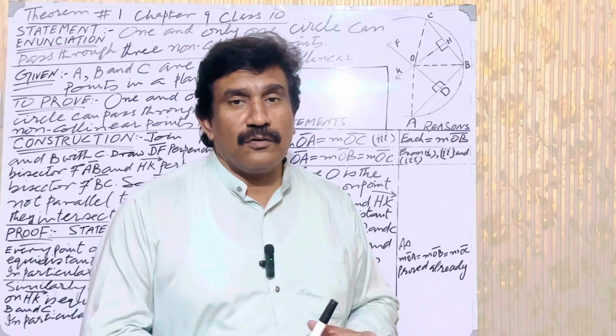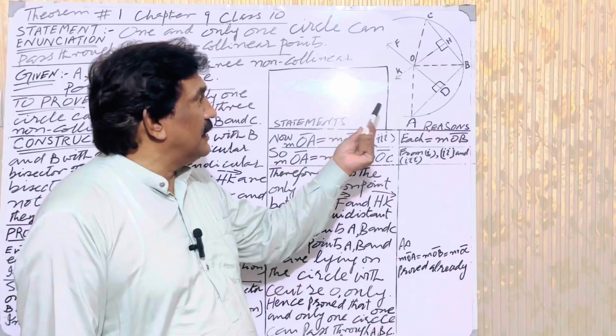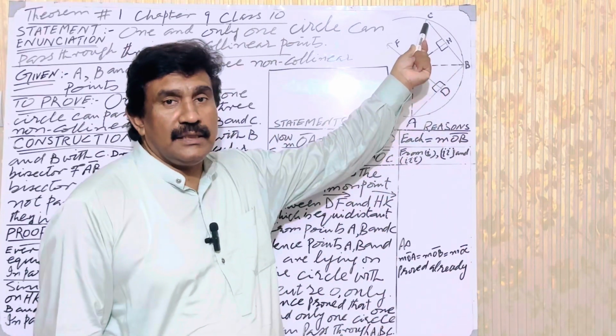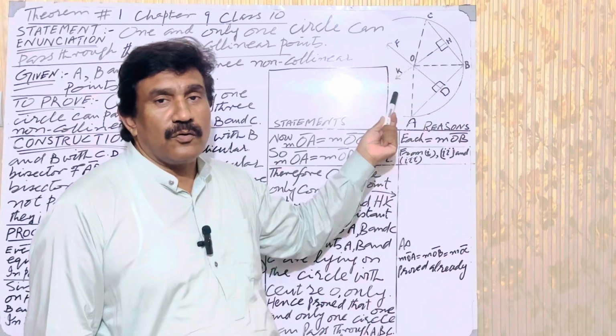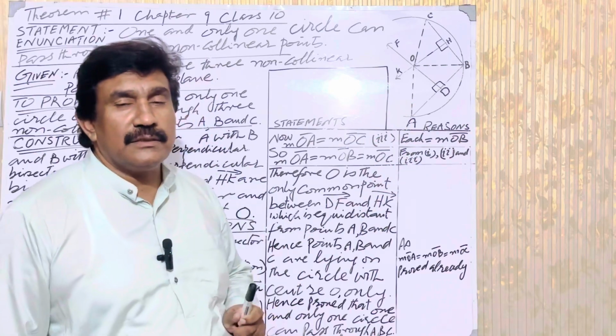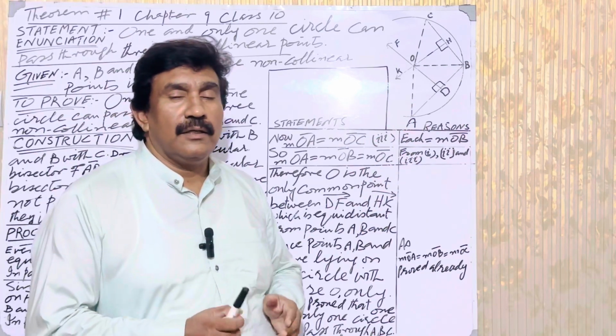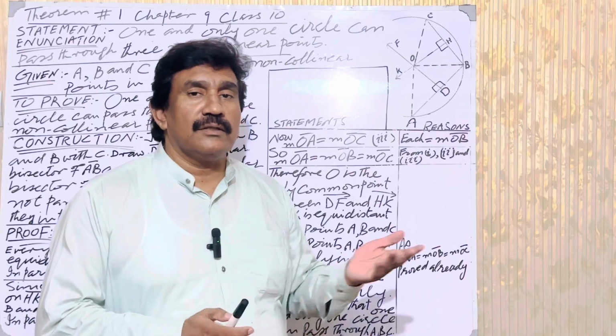So what are non-collinear points? If you look at these 3 points, A, B and C. So we have these A, B and C non-collinear points. Collinear means lying on the same line. Non-collinear means not lying on the same line.